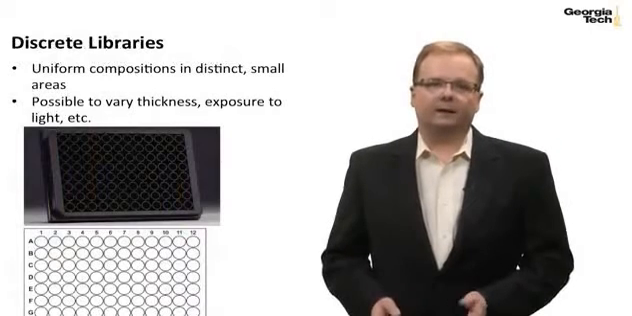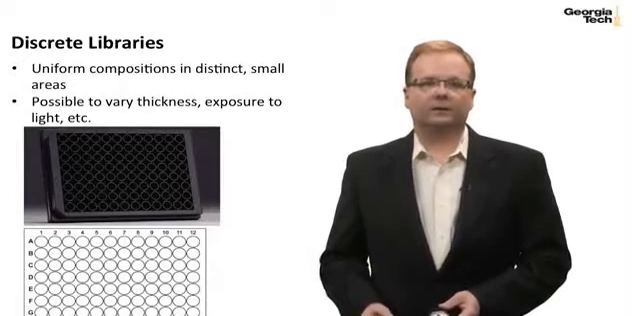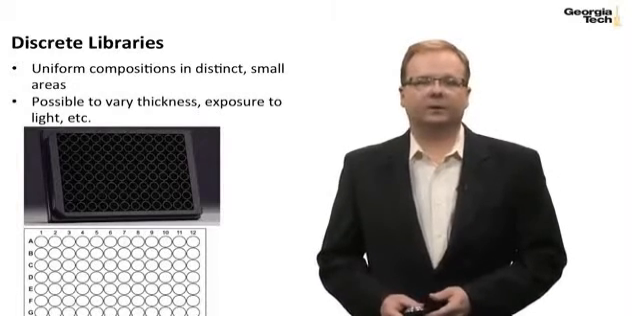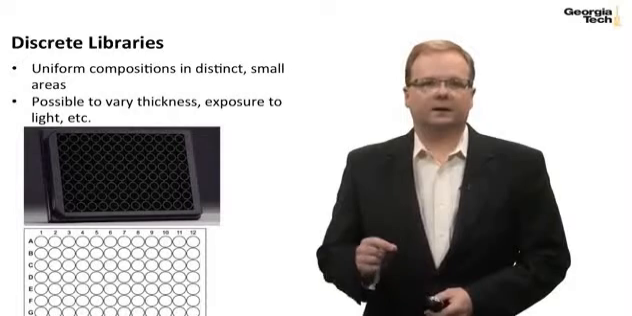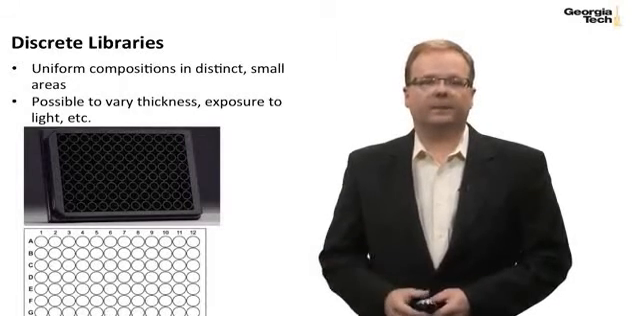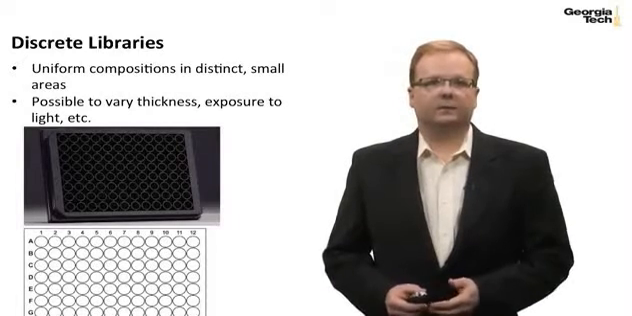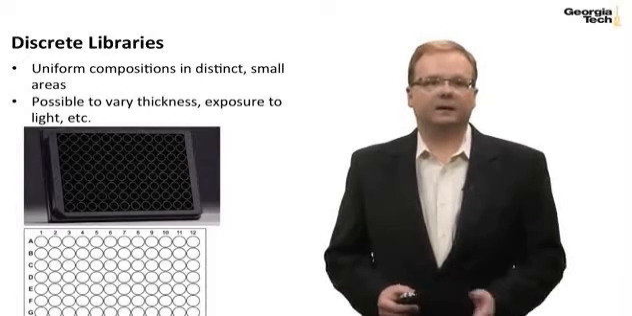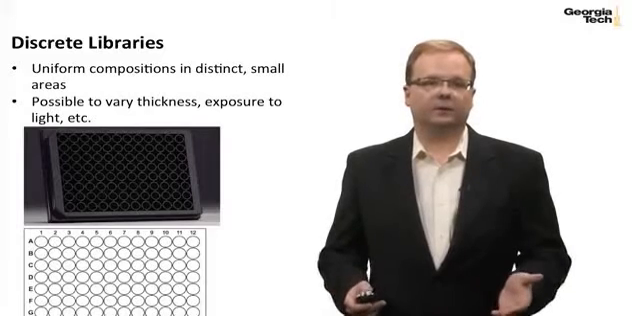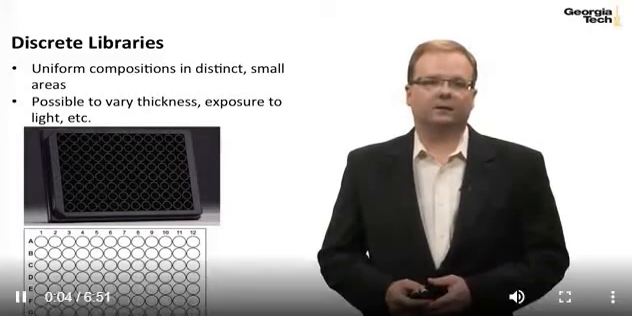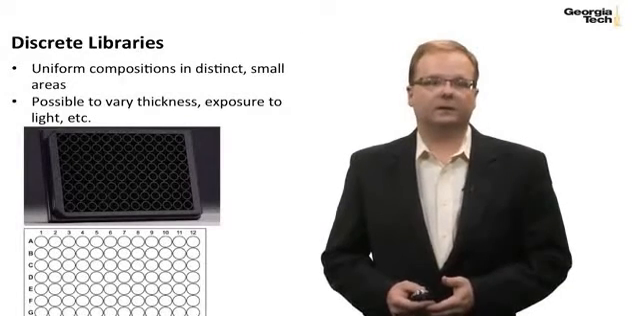So when people go to make libraries, there are a number of approaches that they might take. One of the simplest and most universal is to make discrete libraries. Here the idea is that each position on a library contains a distinct or discrete sample. This is very commonly done with liquid or solid type samples. What I'm showing here is an image of a very common 96 well plate format where it's essentially an 8x12 array of liquid wells.